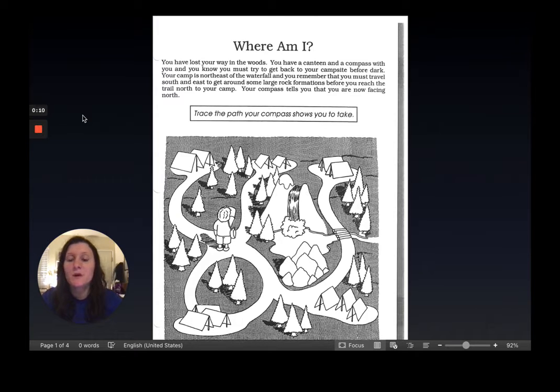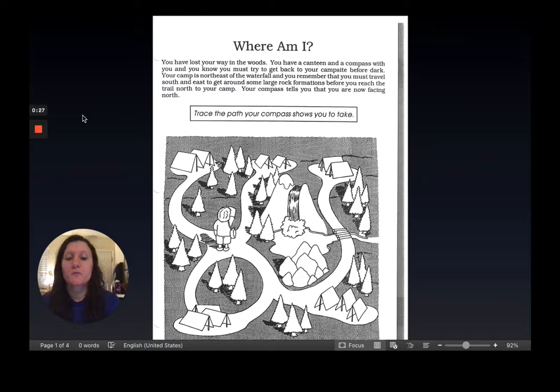And so before we get into that, we're going to do a little activity here together on where am I? And we're going to have to use the directions that we have learned to help ourselves get back to our camp. So it says, where am I?